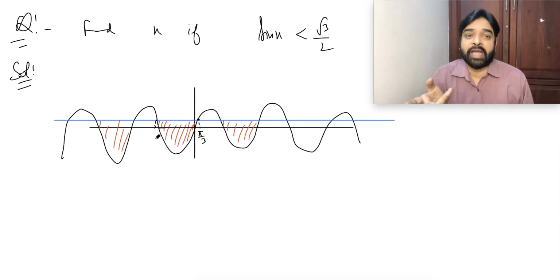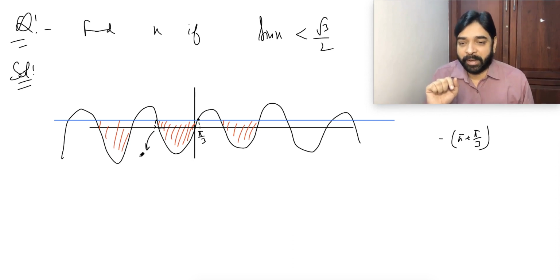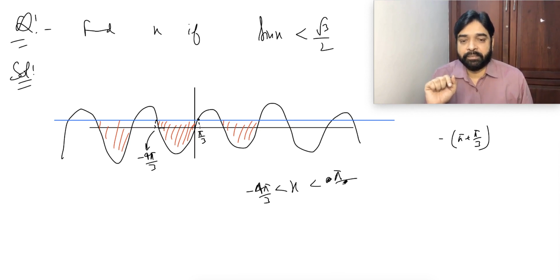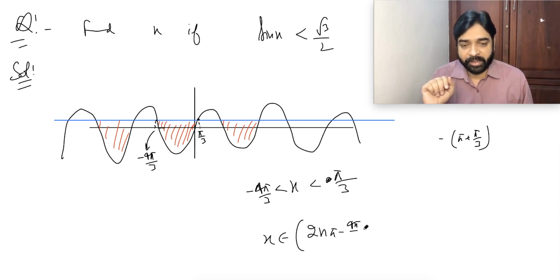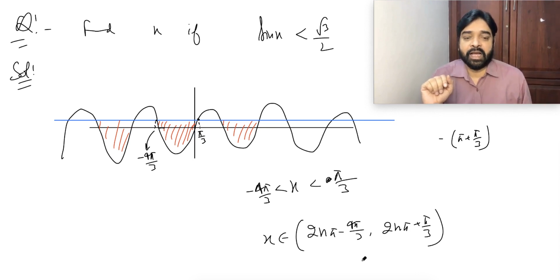But this is the negative side, so I will say minus of pi plus pi by 3. Did you understand? So minus 4 pi by 3. So x will lie between minus 4 pi by 3 to pi by 3. Adding 2n pi and writing in interval form, we say 2n pi minus 4 pi by 3 to 2n pi plus pi by 3 is the answer.